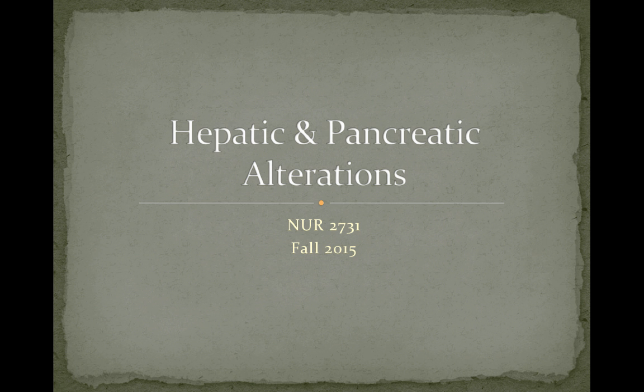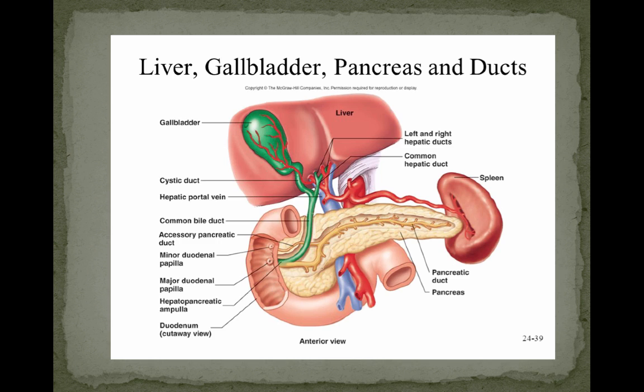Okay, so we'll talk about liver and pancreas alterations. Just going back to your anatomy a little bit, the liver itself is a very large organ and it has a very high metabolic need. It is located in the right upper quadrant and it has two lobes.